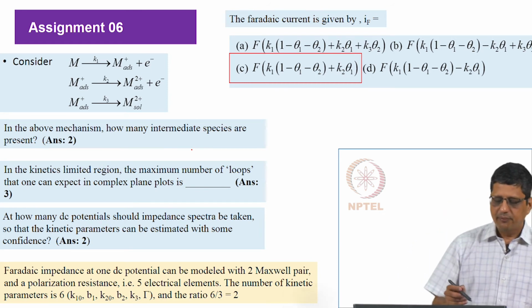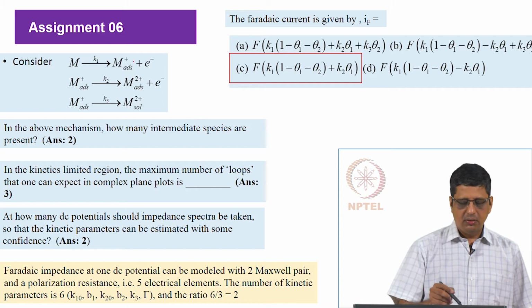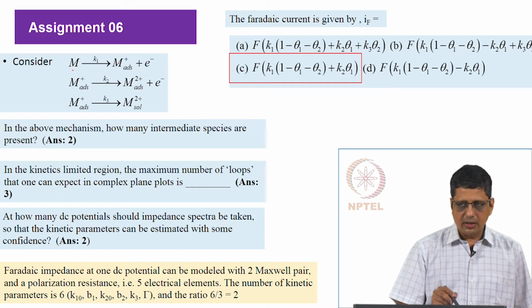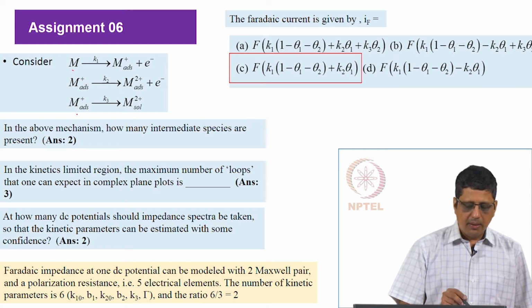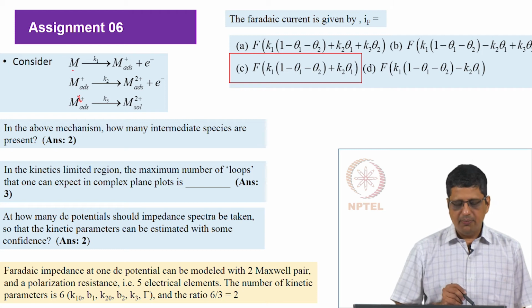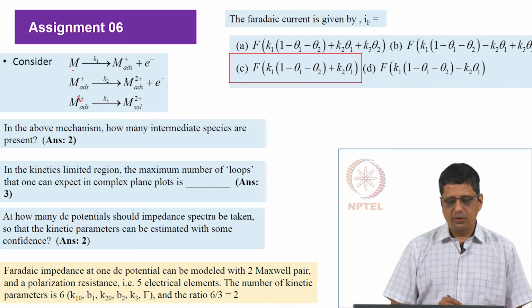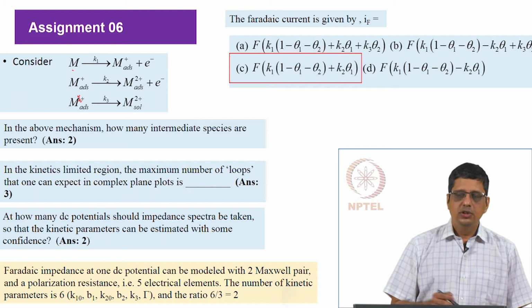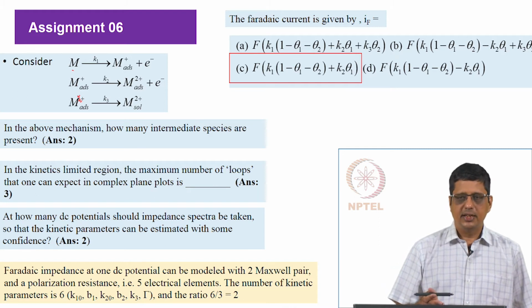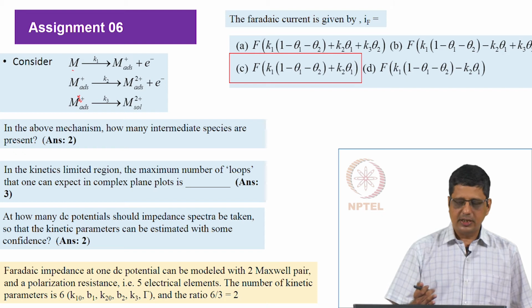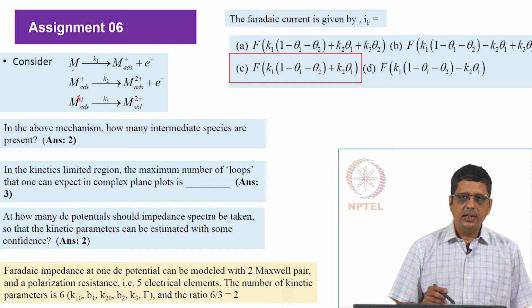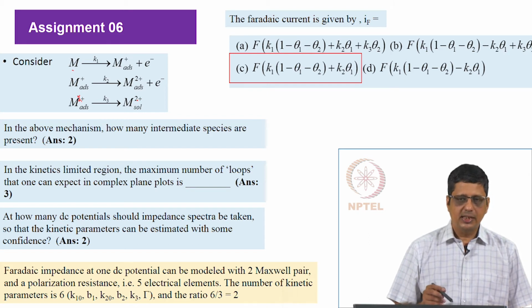The next question, we have a 3-step reaction. Metal loses an electron and becomes metal plus adsorbed. Metal plus adsorbed loses another electron, becomes metal 2 plus solution. I am sorry, metal 2 plus adsorbed, and metal 2 plus adsorbed becomes metal 2 plus solution. First question is a very simple question, how many intermediates are there? You have metal plus adsorbed and metal 2 plus adsorbed. So, basically you have 2 intermediate species.